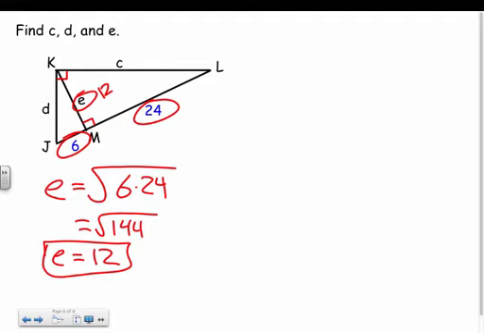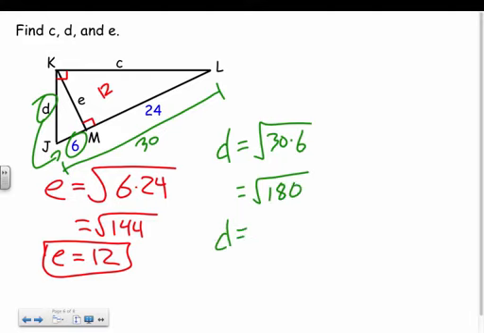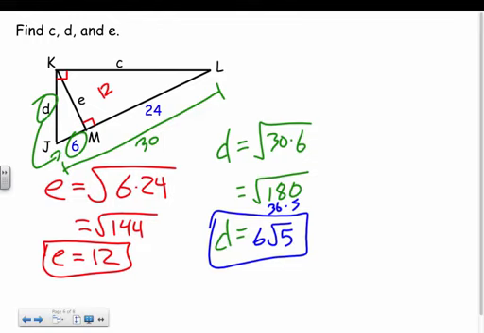So let's solve for D right away. D is going to equal, remember, the geometric mean between the entire hypotenuse, so this whole thing, which is 30, because I have to add those up, and the segment it's adjacent to, 6. So the square root of 30 times 6, which is the square root of 180. And we just did that a bit ago. Perfect square factors of 180 are 36 times 5. So D equals, well, the square root of 36 is 6, and the square root of 5 is just the square root of 5. Can't simplify. So let's keep them in simplified radical form.